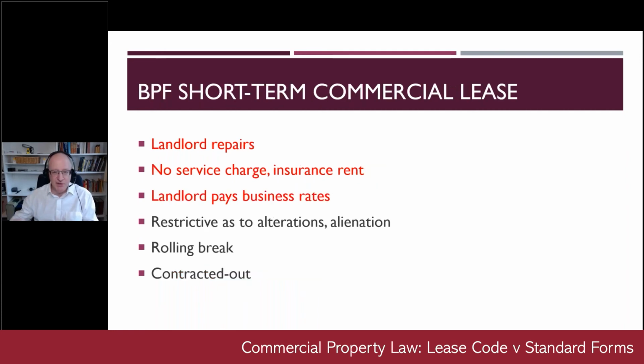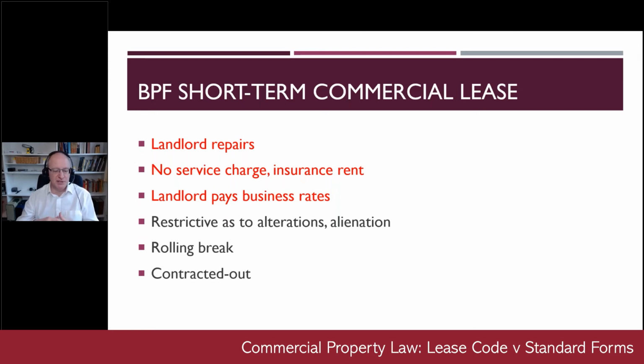But as I say, I think probably the most useful of the three is the British Property Federation short-term commercial lease. I've given you in your notes the URLs where you can access and download all of these documents for free. Now, this is not sector specific. It's designed for all types of property. It's designed for lettings of whole as well as lettings of part.